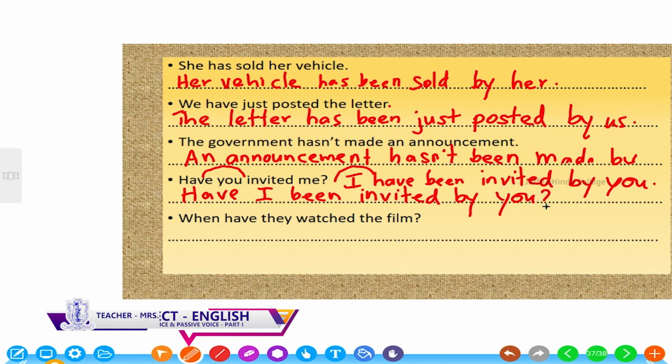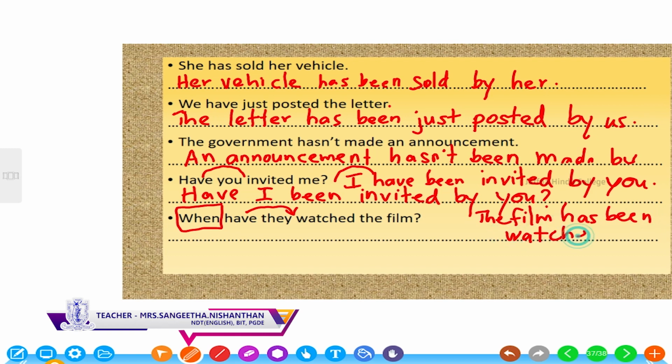And the last one, when have they watched the film? The WH should remain at the same place and the have should be brought after the subject: they have watched the film. So, change the statement first. What have they watched? The film. The object is the film, singular. So, has been watched by them. It is the statement word order.